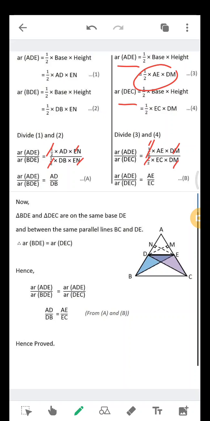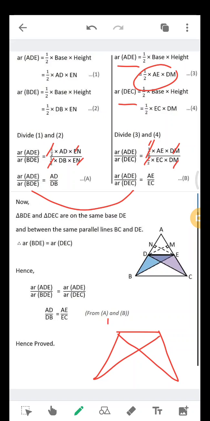Now we'll use the theorem which I discussed before. You can see these triangles BDE and DEC, the blue colored and the purple colored triangles. They are on the same base and between the same parallels, isn't it? Because we already said these two are parallel, the areas of these two triangles will be equal. The numerators are already equal, ADE and ADE. Denominators also became equal. So finally I can say that these both are equal.